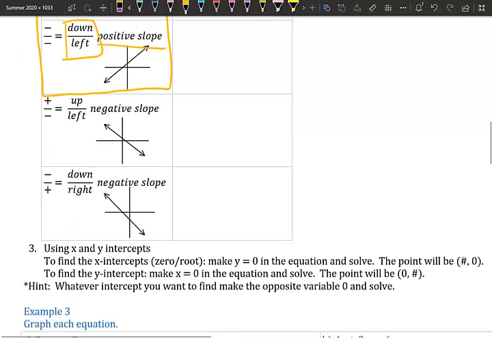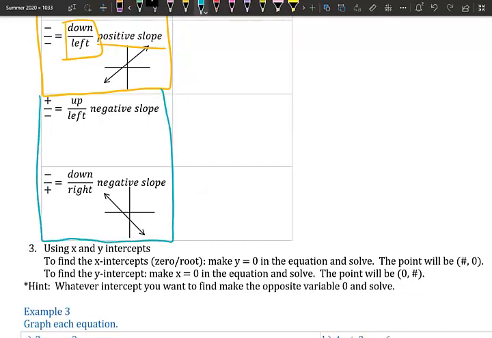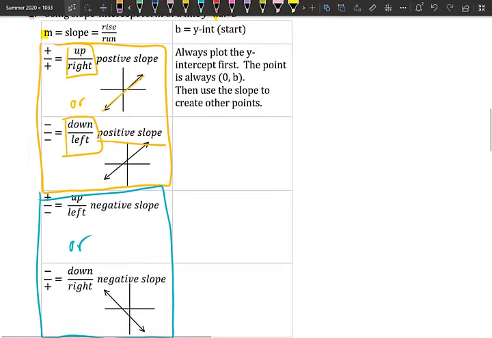We have other slopes. If you have a positive on top and a negative on the bottom, you go up and left. That's a negative slope. If you have a negative on top and a positive value on the bottom, you go down and right, and it's also a negative slope. So you notice for negative slopes, you can go either way. You can go up and left or down and right. It doesn't matter. It's up to you and what you want to do. If you have a positive slope, you can go up and right or down and left.